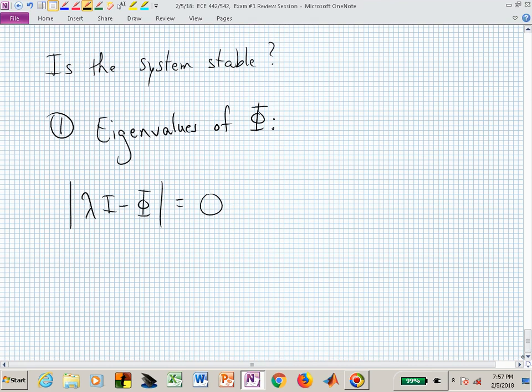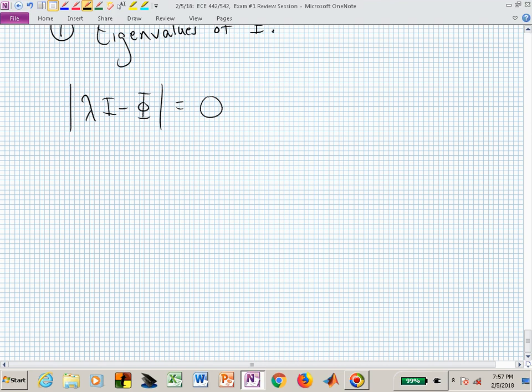In our case, how big is I, the identity matrix? It has to be compatible with phi, and phi was square, it was 2 by 2. So now we have lambda and lambda. We subtract phi, minus 1.4, minus 1, 0.45, and you should be able to find the determinant of a 2 by 2 matrix on the exam. That's the product of the diagonal minus the product of the off diagonal.